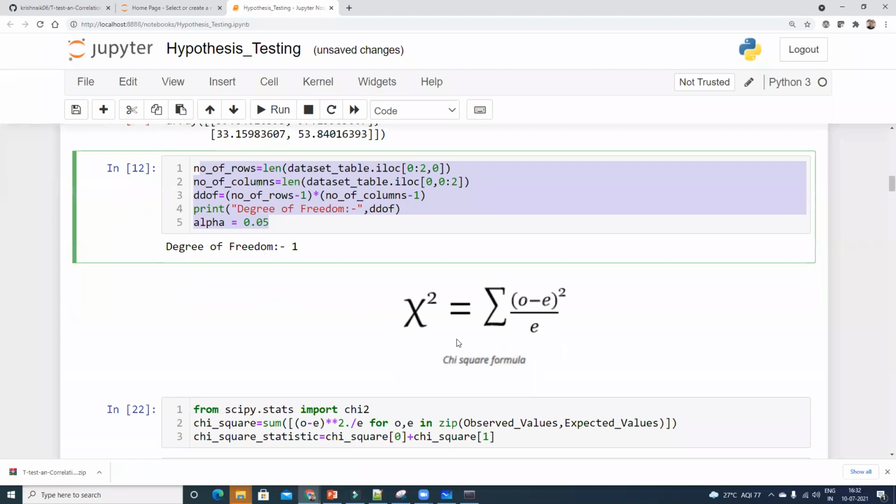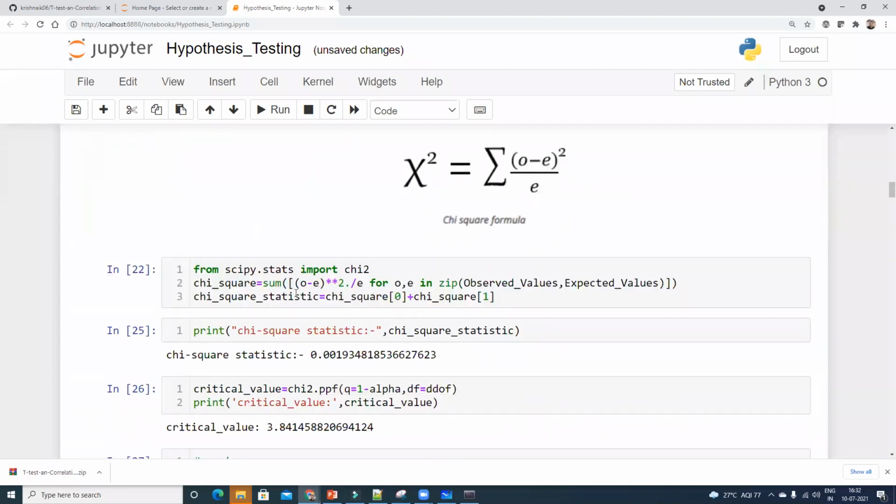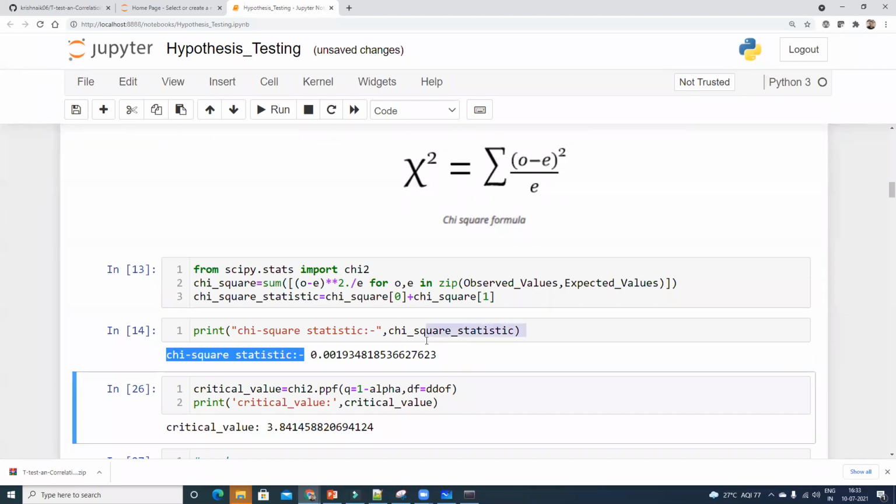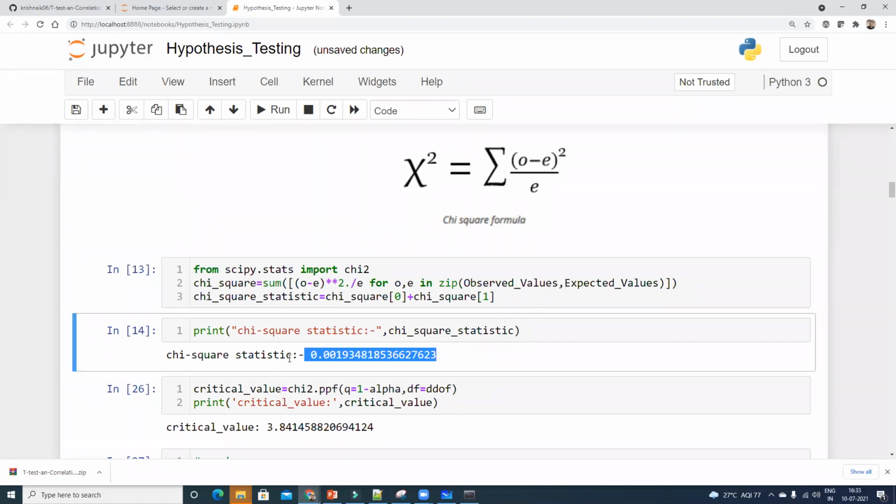Yes. Now we apply the chi-square formula. Once we apply this, we are just applying this sum, right? These values we are giving over here and we are getting this. This is my chi-square statistics. See this, the entire computation I'm getting as minus 0.0019.